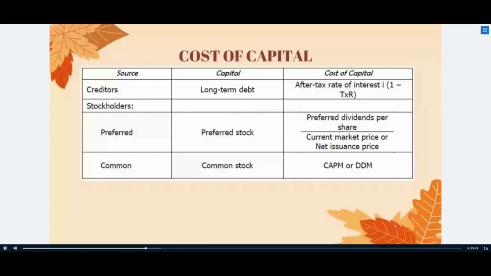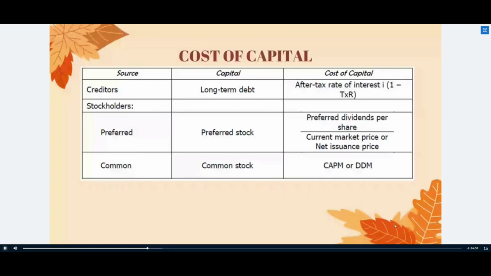Yung cost of capital naman, basically sabi natin, we can finance capital investment by way of long-term liabilities o utang, no? Simply, mangungutang ka or by way of issuing shares, no? So, of course, we have to understand each concept, no? So, if it's creditors, ang sabi natin, the source of capital would be the long-term debt.